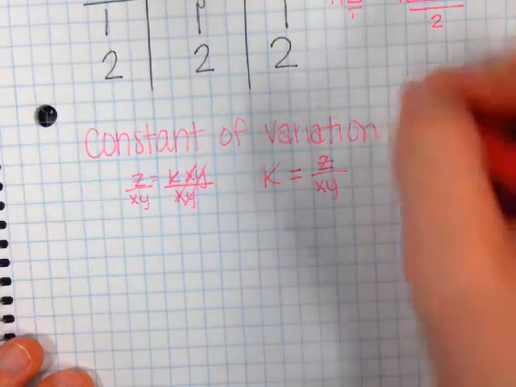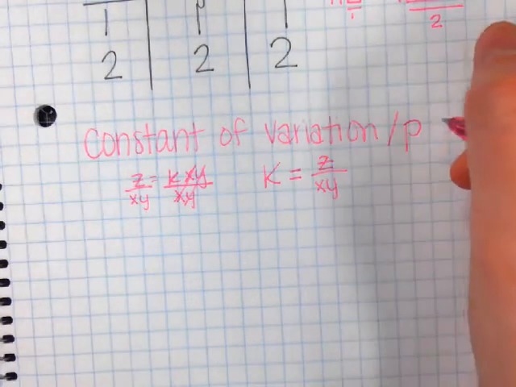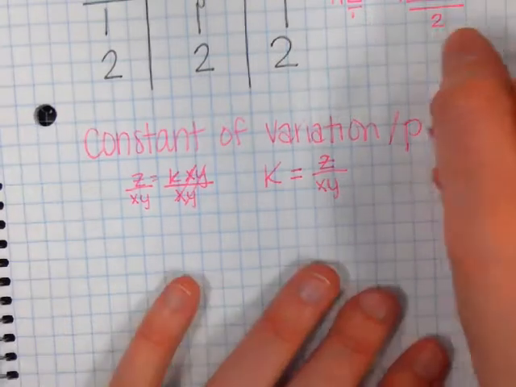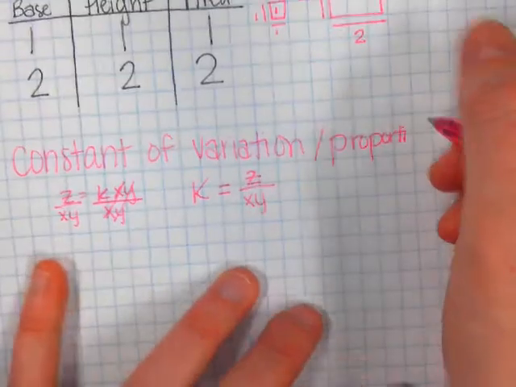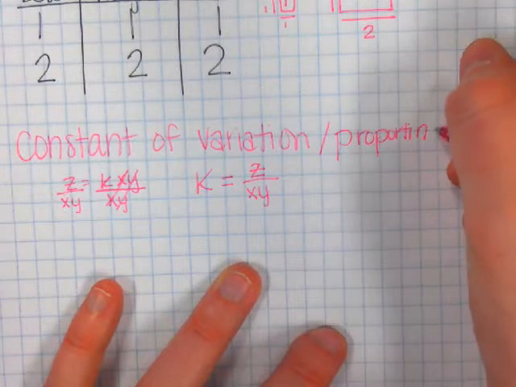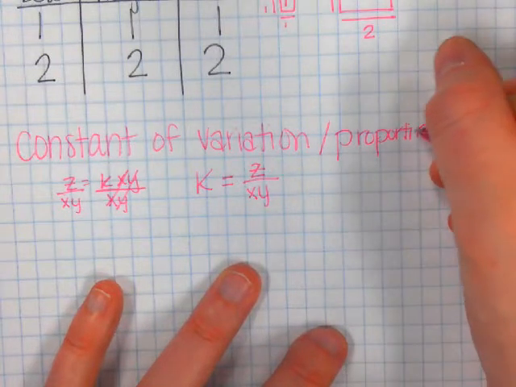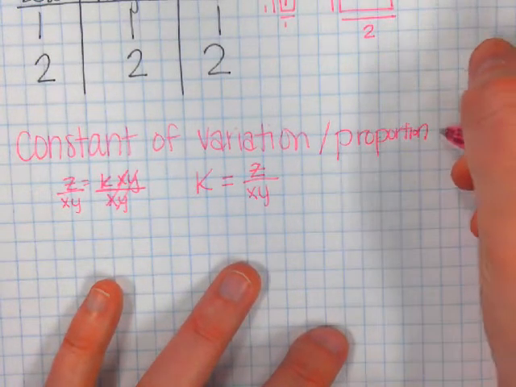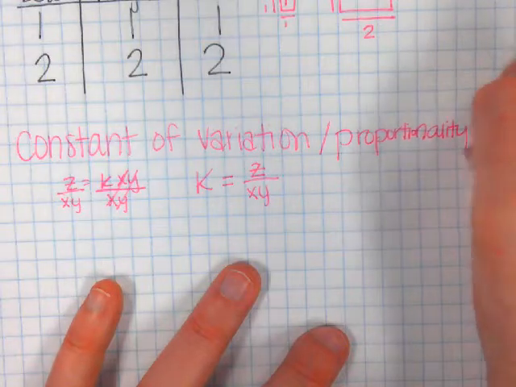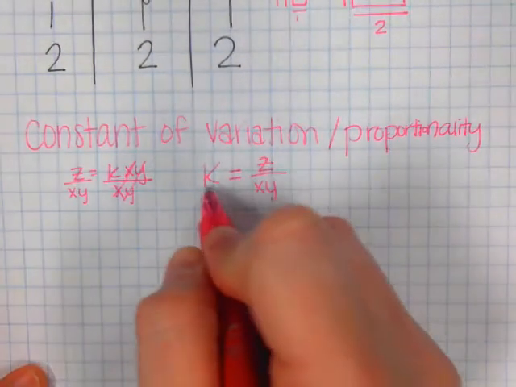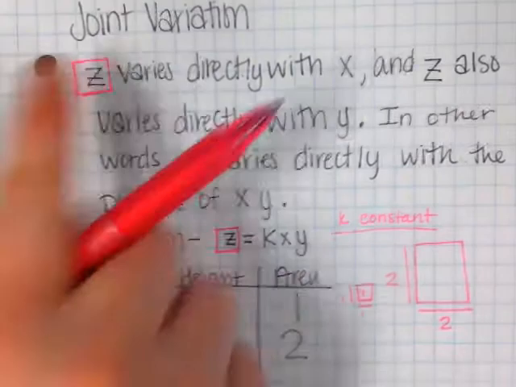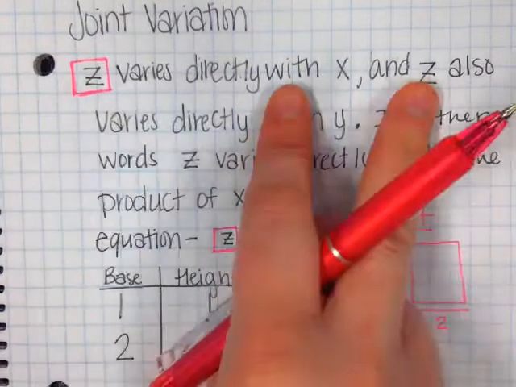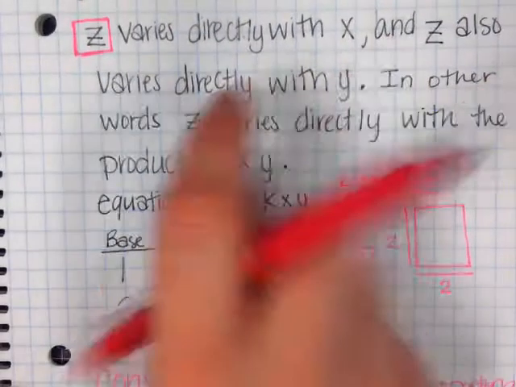You will also see constant of variation written as constant of proportionality. Sorry, I'm making sure I spell it right. Oopsie, and I still spelled it wrong. So the constant is equal to z divided by xy. So whatever letter is here, you're going to divide it by the other two letters.